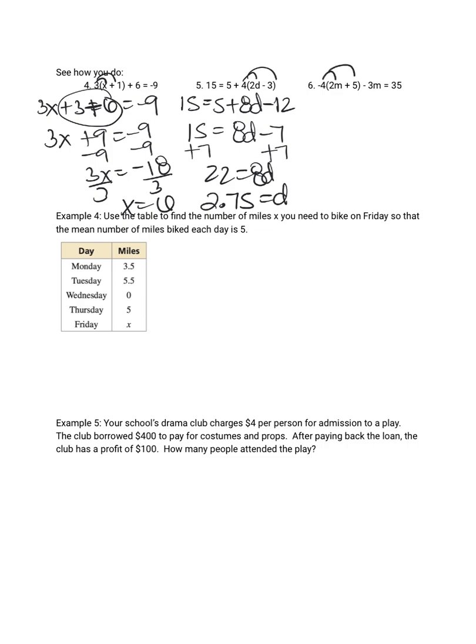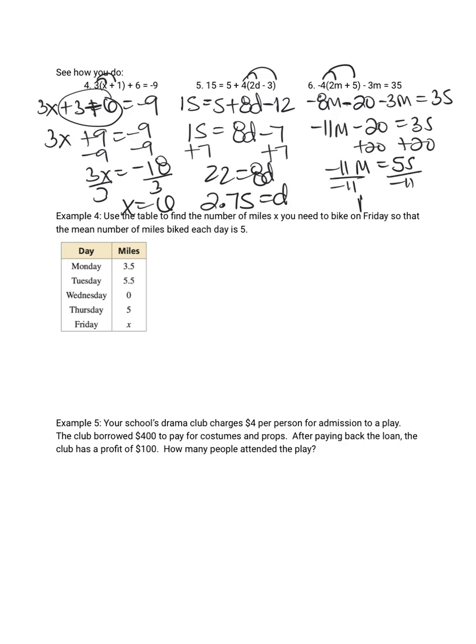Okay. And then here, negative 4 times 2 gives us negative 8m. And then we've got 4 times 5 is 20. Positive times a negative is a negative, so minus 20 minus 3m equals 35. And then combine the negative 8m and negative 3m to give us negative 11m minus 20 equals 35. Plus 20, so negative 11m equals 55. Divide by negative 11, and m is going to equal negative 5 for our solution there.